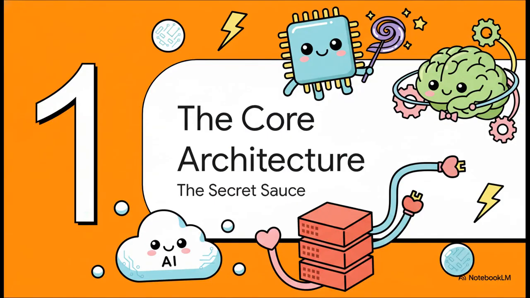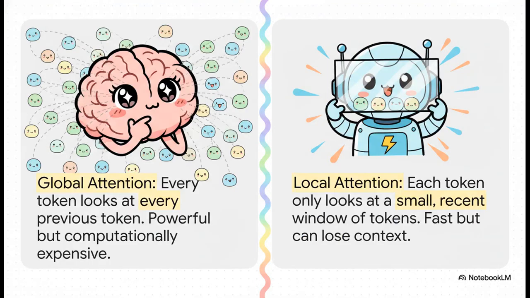But before we get to know each family member, we've got to look under the hood. There's some seriously clever engineering that they all share. This, right here, is the secret sauce. Okay, so at the heart of any modern language model is this thing called an attention mechanism. It's how the AI figures out which words are most important for understanding context.